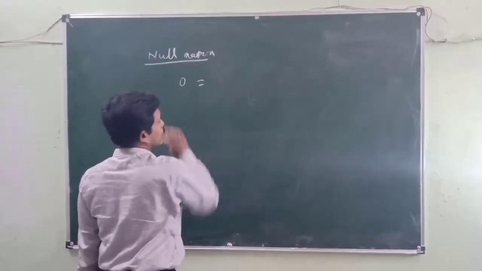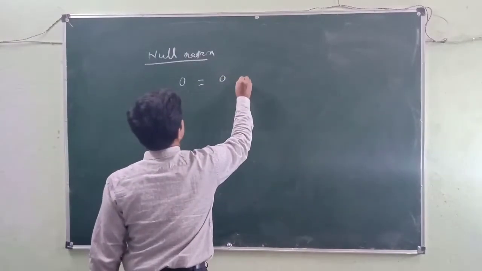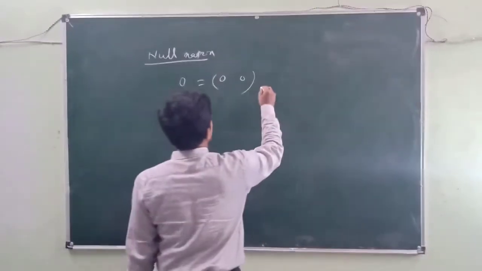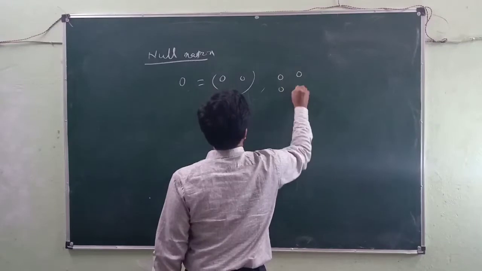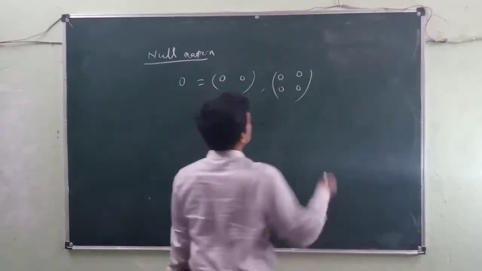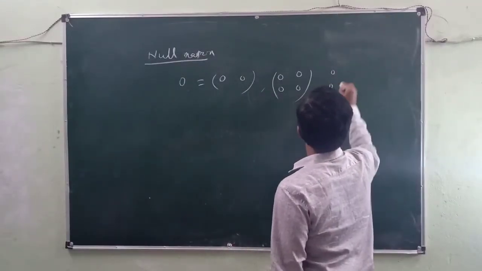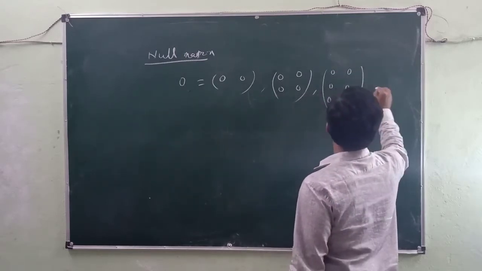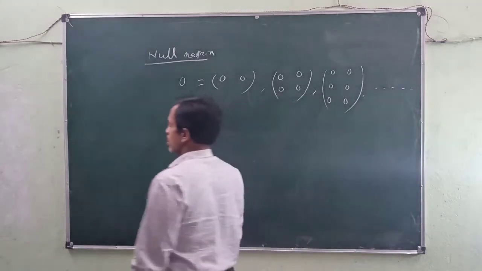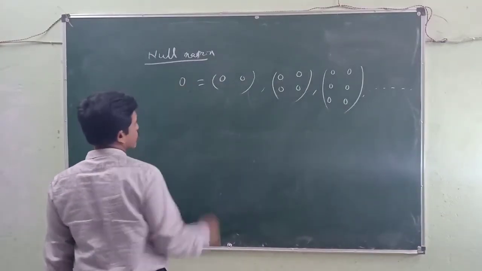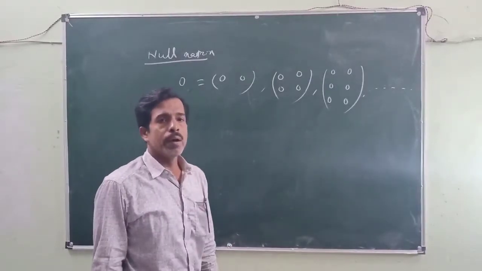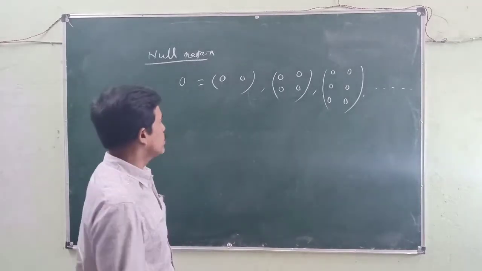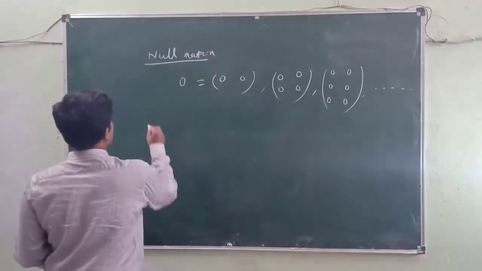So, a zero matrix. Suppose I write this as a zero matrix, or you may write this as a zero matrix. Also, this will be a zero matrix. Similarly, you write a zero matrix. A zero matrix is named by the capital letter O, that means zero.